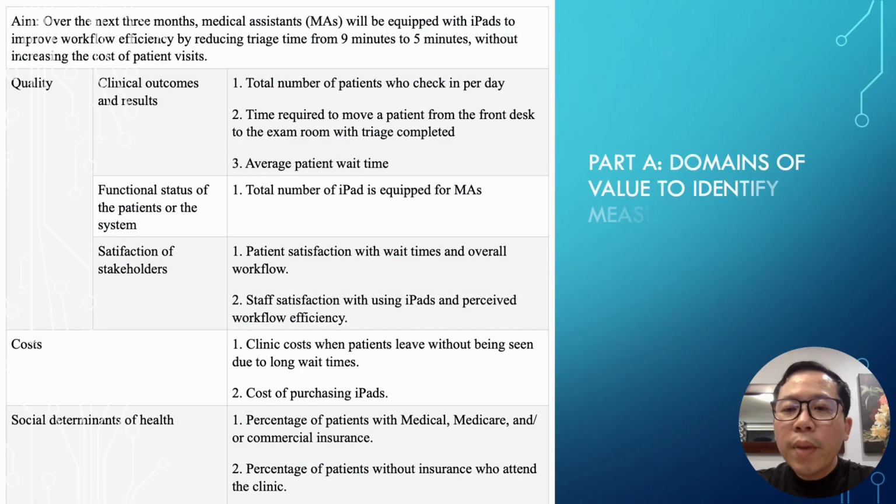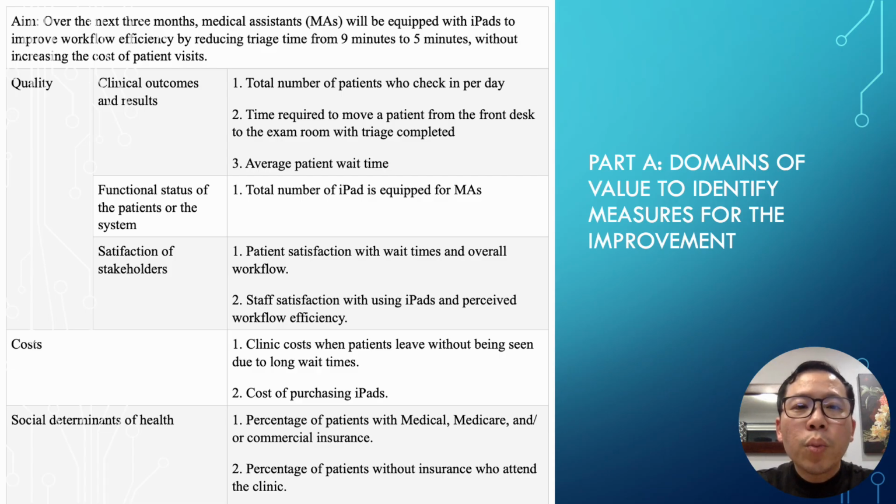Part A, domains of value to identify measurement for the improvement. So we already talked about the aim. Now we focus on the quality. The first, clinical outcome and the result. First, the total number of patients who check in per day, the time required to move the patient from the front desk to the exam room with the triage complete, and the average patient wait time.